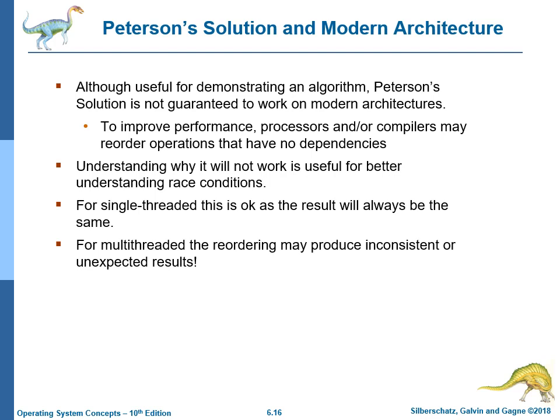So although useful, Peterson's solution can demonstrate a good algorithm, but it cannot be guaranteed to work on the current modern architecture, because to improve performance, the processors or the compiler may reorder operations that have no dependency. So understanding why it does not work is useful for better understanding race conditions.